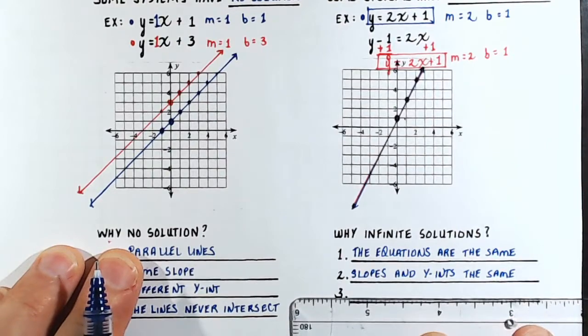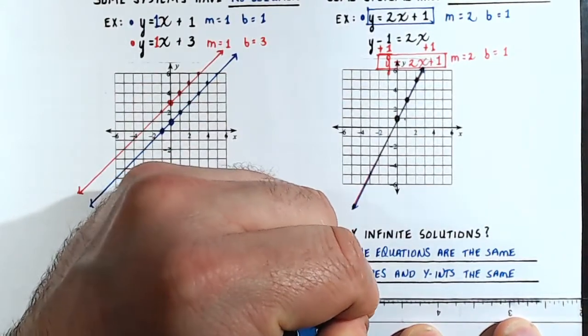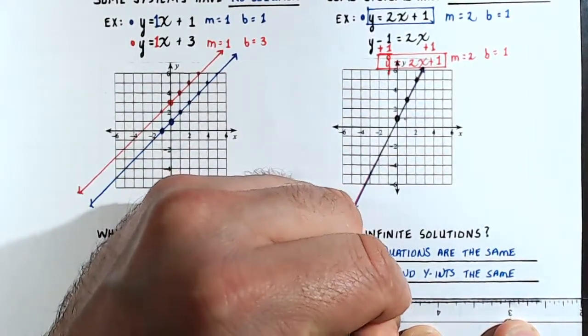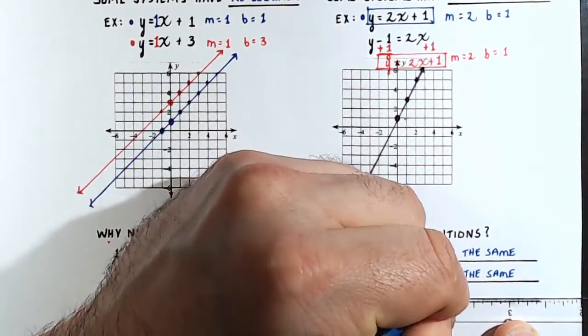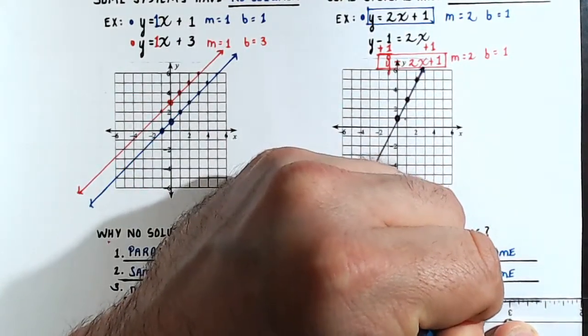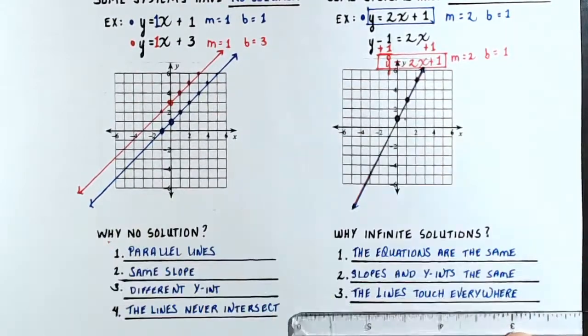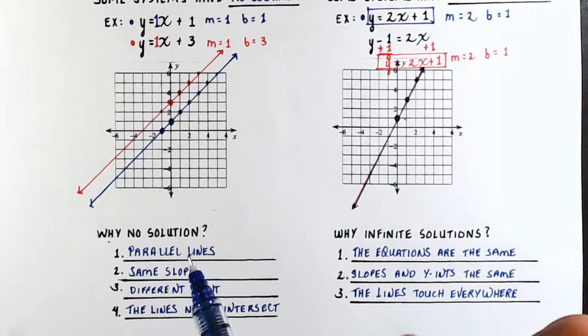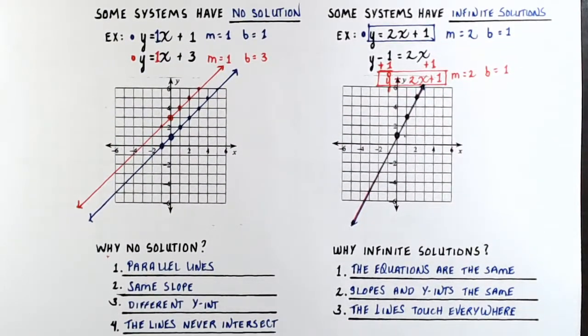Somebody said this in class and I liked the way they said it. The lines touch everywhere. We could say that they intersect everywhere. They're touching every single place, so they have an infinite number of places that they touch. Therefore, they have infinite solutions. So those are the two special cases: no solution and infinite solutions.